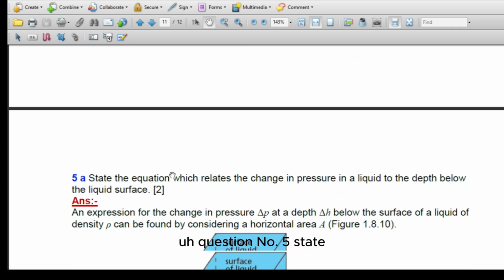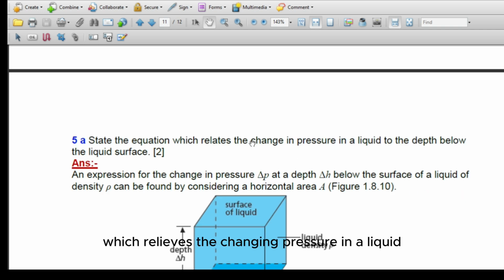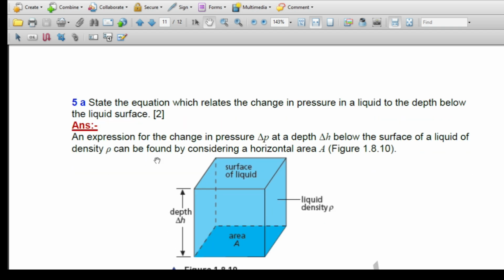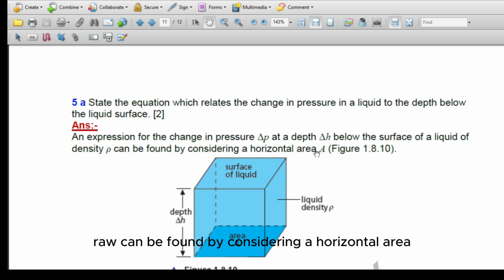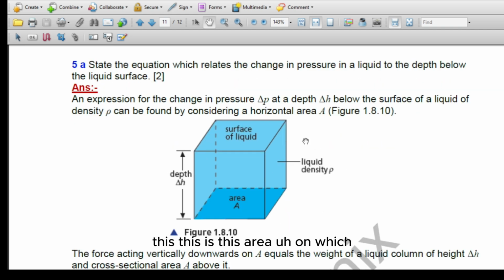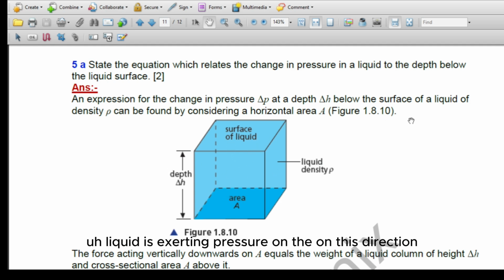Question number 5, state the equation which relates the change in pressure in a liquid to the depth below the liquid surface. So an expression of the change in pressure delta P at a depth of delta H below the surface of a liquid of density rho can be found by considering a horizontal area. This is the area on which liquid is exerting pressure in this direction.